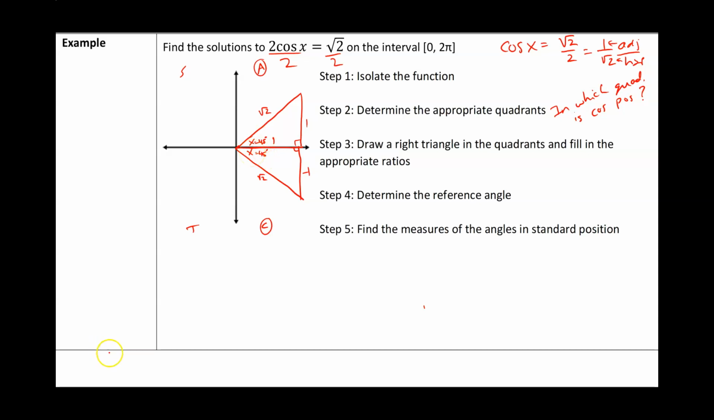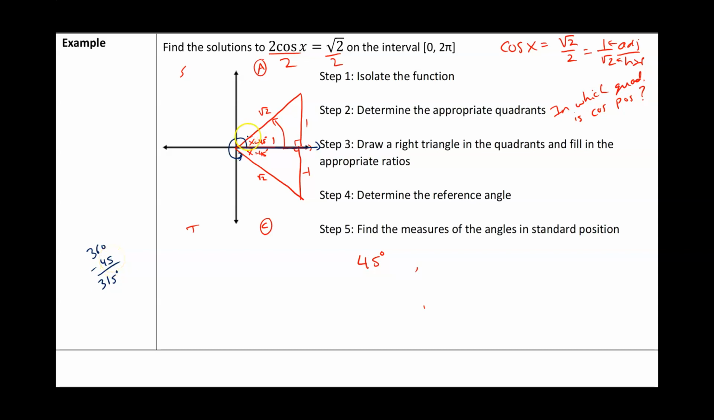We have to find the measure of each angle in standard position. The first one's easy. We're starting at 0 and we're going up to here. That's 45 degrees. Now the second angle is a little bit more difficult. For the second angle, we're starting off at the x-axis and we're going all the way here. So here's one way to think about it. This whole thing is 360 and we're missing 45 degrees from that. So if I take 360 minus 45, that'll be 315 degrees. Once again, all I'm doing is taking 360 degrees and subtracting 45.